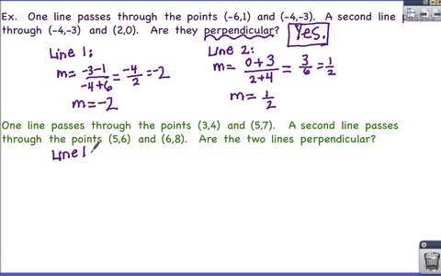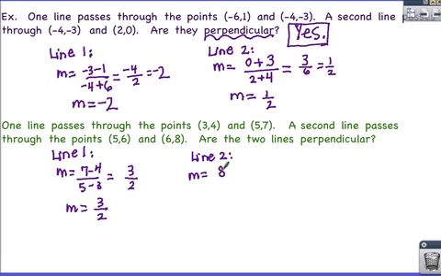Well, for line number 1 we'll calculate our slope: 7 minus 4 over 5 minus 3, which equals 3/2. So the slope of line number 1 is 3/2. Now for line 2, m would equal 8 minus 6 over 6 minus 5, which equals 2 over 1, or 2. So the slope of line 2 is 2. Since these slopes are not opposite reciprocals, these lines are not perpendicular.